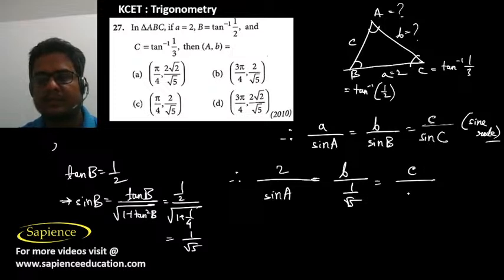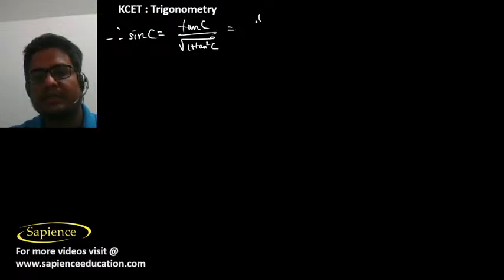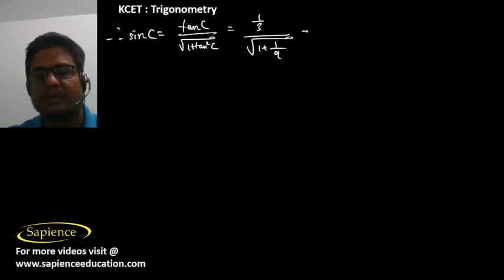Now for sine C, tan C is 1 by 3. So therefore sine C will be tan C by square root of 1 plus tan square C. So that will be 1 by 3 divided by square root of 1 plus 1 by 9, that is 10 by 9. So this is 1 by root 10.